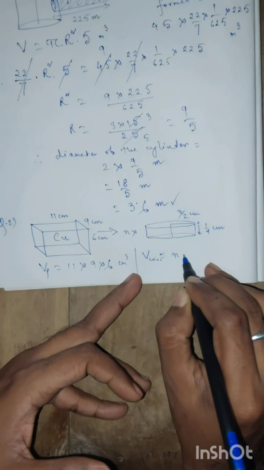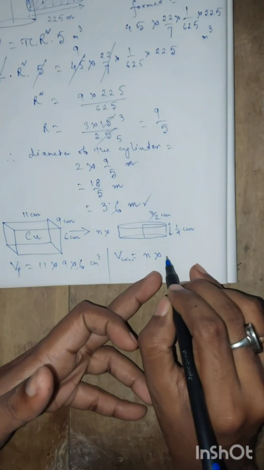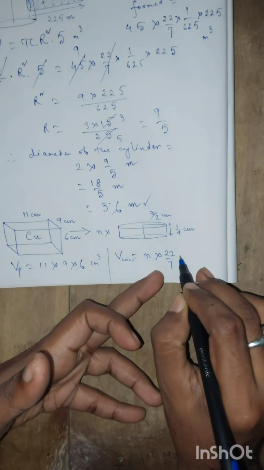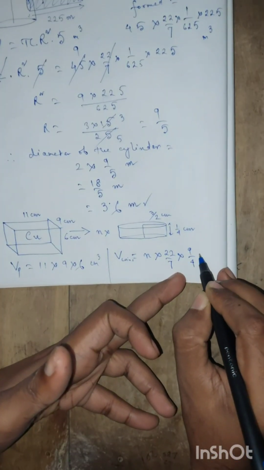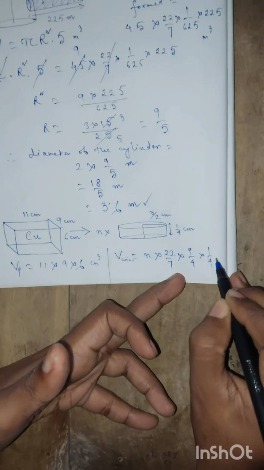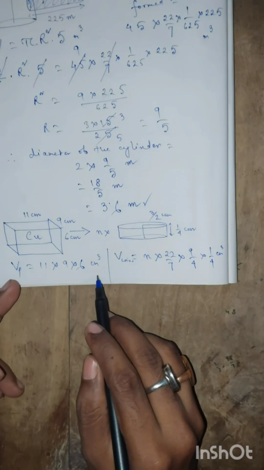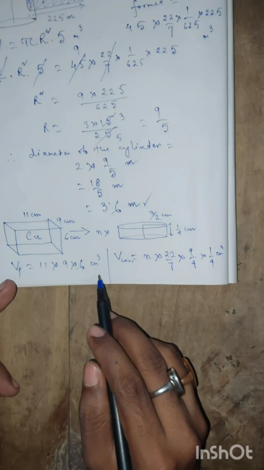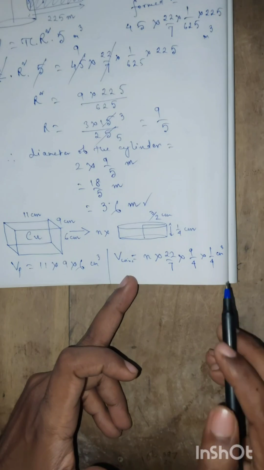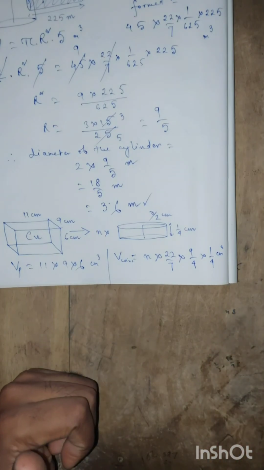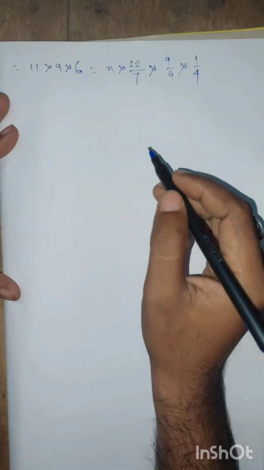We have n number of coins, and the volume of one coin is pi r square, that means 9 by 4 into h, that is 1/4 centimeter cube. So this volume should be equal to this volume if no copper is wasted. Now let us equate it. So this is our equation. Now let us solve it.